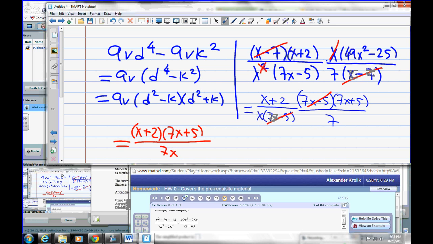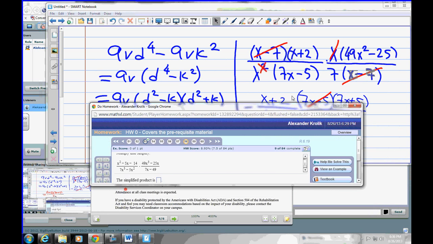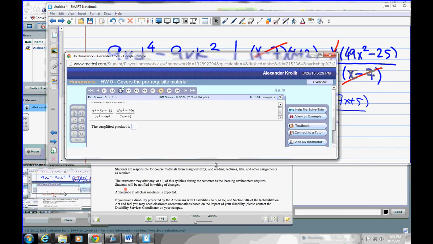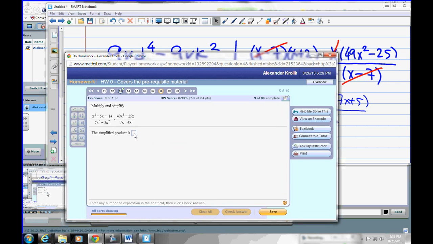Can I cross out these two 7x's? Very good. I cannot. I can only cancel through products. Since that has plus 5 next to it, they are not the same. Now the only question is, do I need to FOIL that numerator or not? Because that's not clear. When I look at this, the simplified product is, so I really don't know what they're looking for. So I'm going to type my answer the way I wrote it.